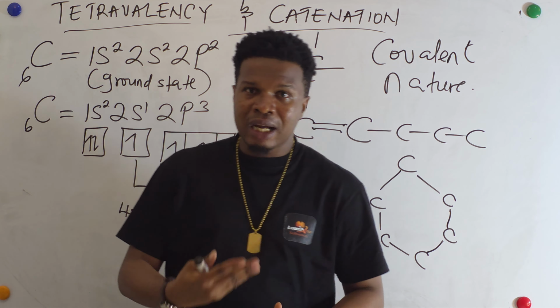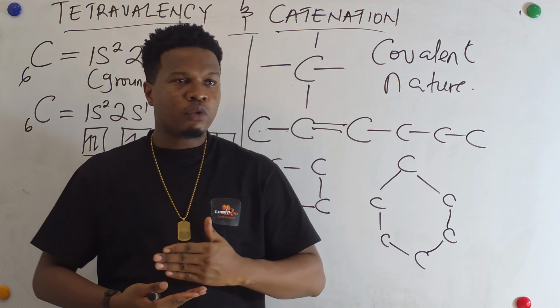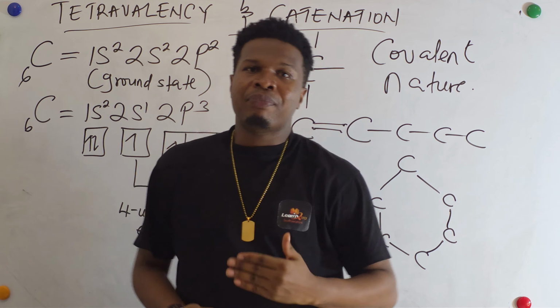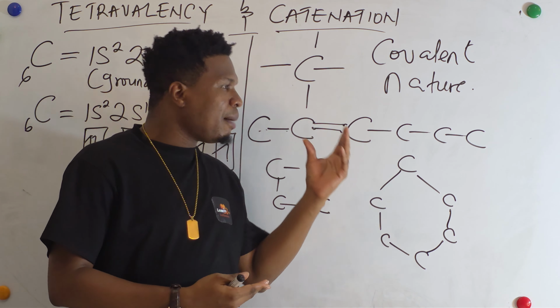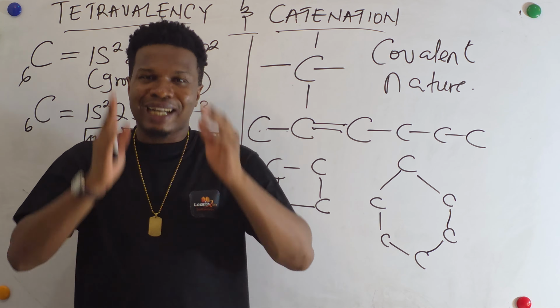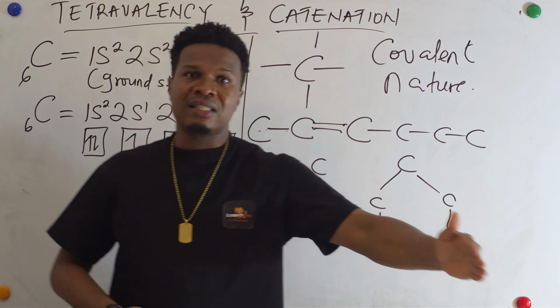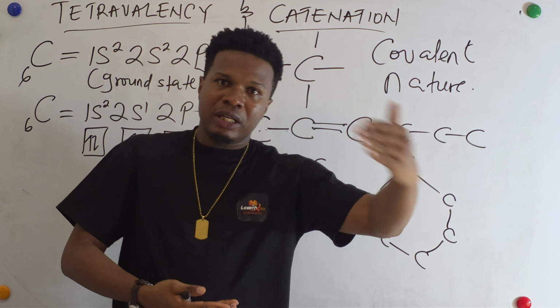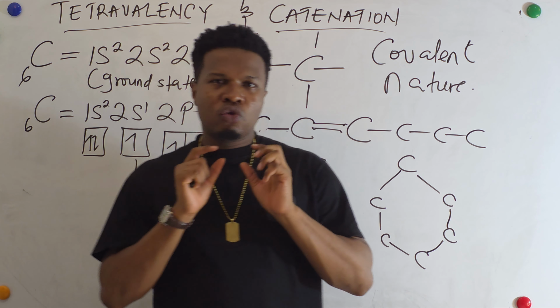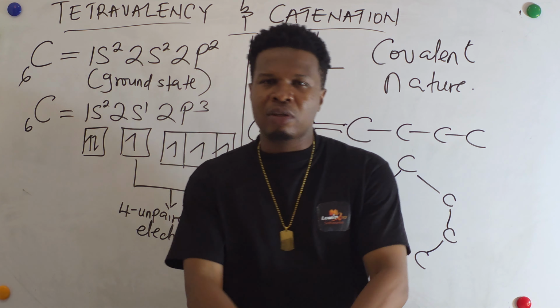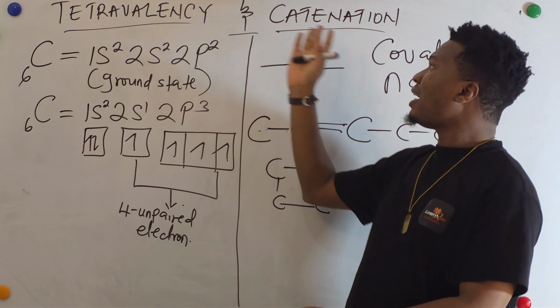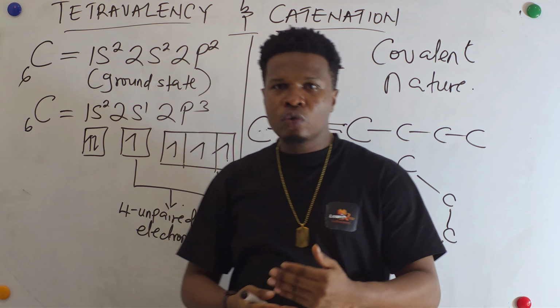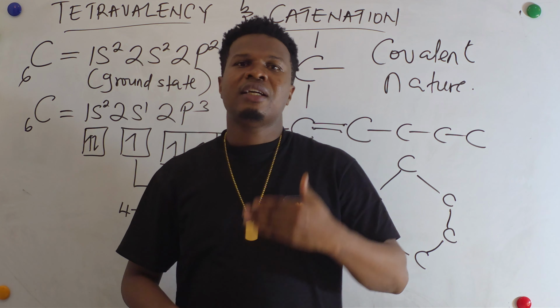Carbon is not the only element that can do that. Other elements can do that, but carbon has the tendency of doing that for a long time. Nitrogen can catenate, but carbon is known for catenation because of its consistency to keep forming chains, multiple chains, as you keep joining them. So today we are just looking at the concept. What is tetravalency and catenation? I believe that you have understood what I meant by tetravalency and catenation.